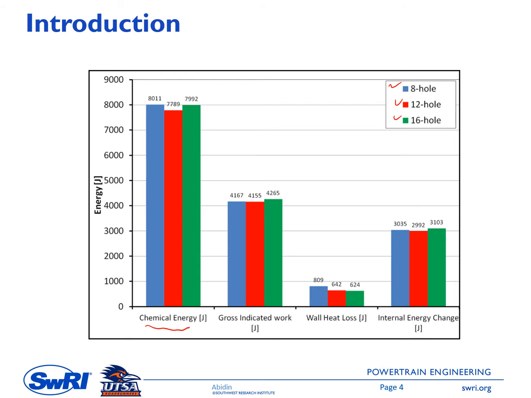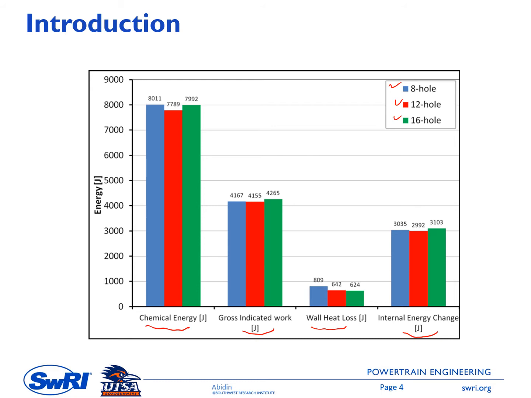And then the next one here is the gross indicated work. So this is indicated power, the energy that is transferred to the piston. The next one here is the energy loss due to wall heat transfer. This is the in-cylinder wall heat transfer, the heat transfer through the piston top surface, cylinder liner, cylinder head, and the valves. And then the last one here is the exhaust gas energy.